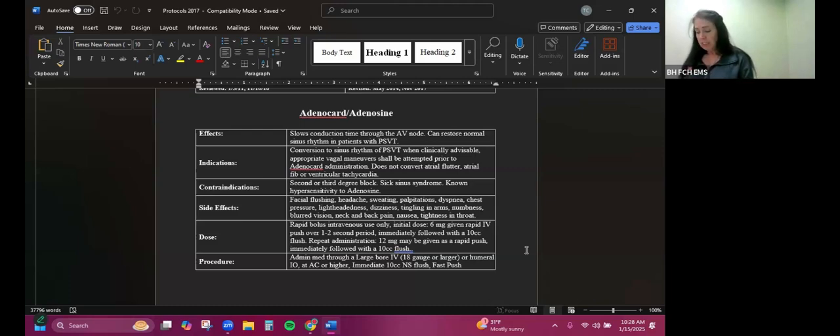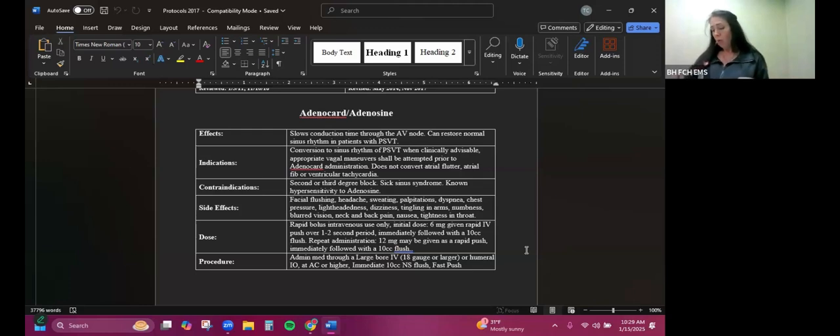On your dosage for adenosine, it's a rapid IV push. Your initial dose will be 6 milligrams, a rapid IV push over a 1 to 2 second period, followed by a 10 cc normal saline flush. You can repeat the administration with 12 milligrams rapid, followed by a flush. To do this procedure, they want you to use a large bore 18 gauge or larger in the AC or higher, or with the humeral IO, and then immediately flush it with a 10 cc normal saline flush in a fast push.